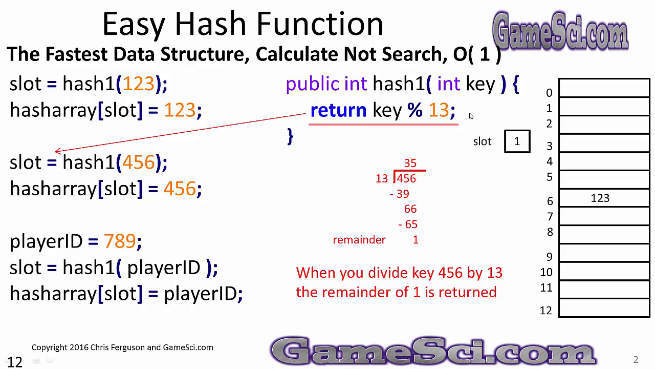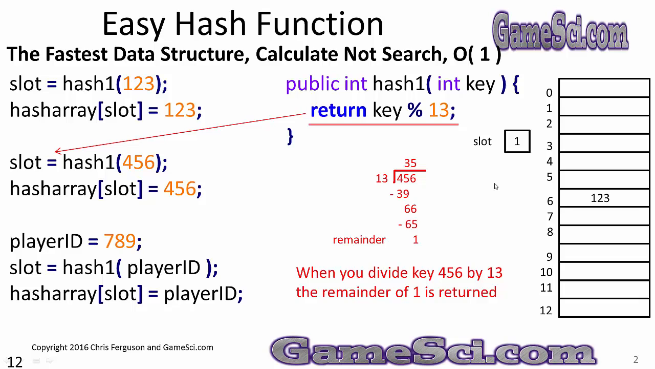Doing the math, we want to store it in the remainder of 456 divided by 13. So 13 goes into 45 3 times. 45 minus 39 is 6. Drop the 6 down. 13 goes into 66 5 times, or 65. Subtract the 65 and we get a remainder of 1. We're doing simple arithmetic here. When you divide 13 into 456, our remainder is 1, so that's what we want to return.